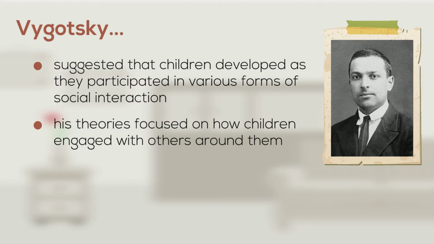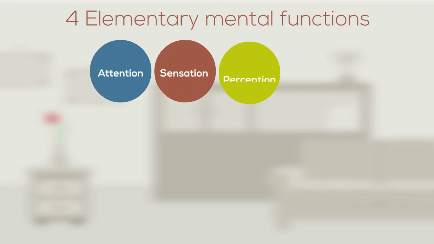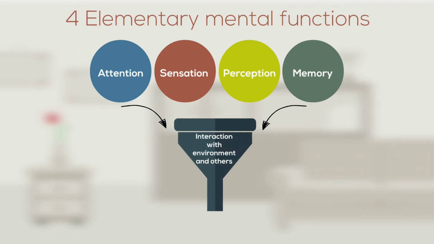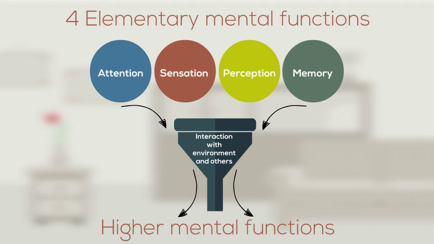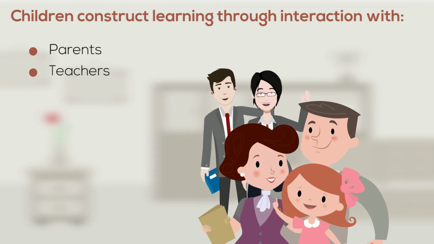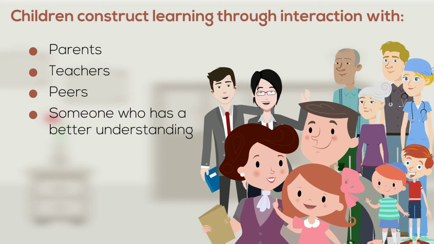According to Vygotsky's premise, children have 4 elementary mental functions, namely attention, sensation, perception, and memory. And through interaction with their environment and others, these functions could develop into more refined mental strategies called higher mental functions. An underlying theory is that children generally construct their learning through interaction with their parents, teachers, peers, or someone who has a better understanding than the learner themselves.